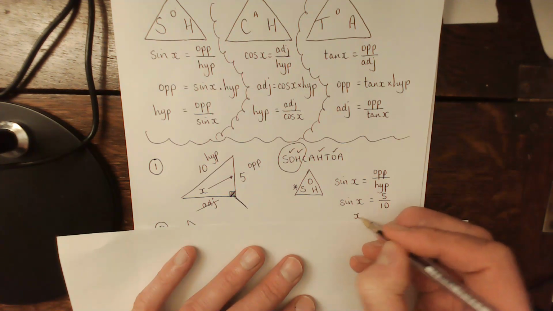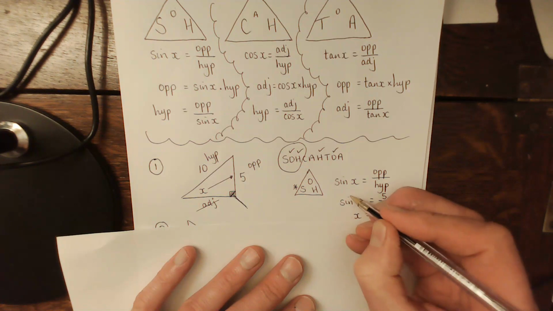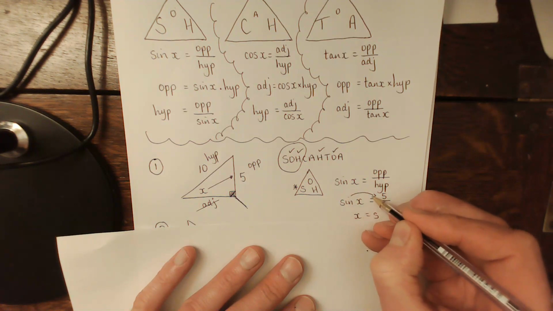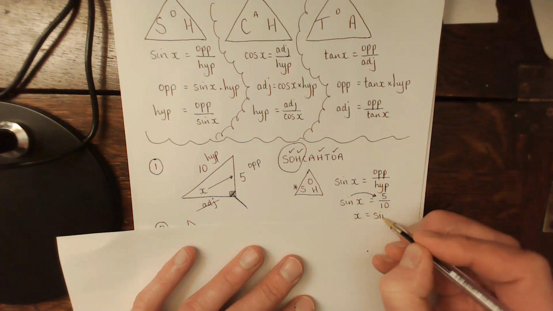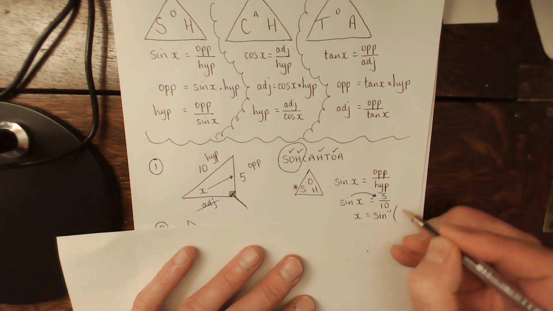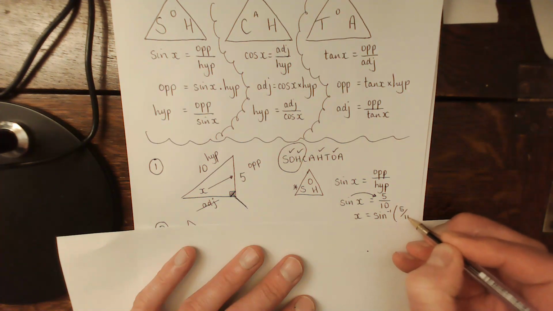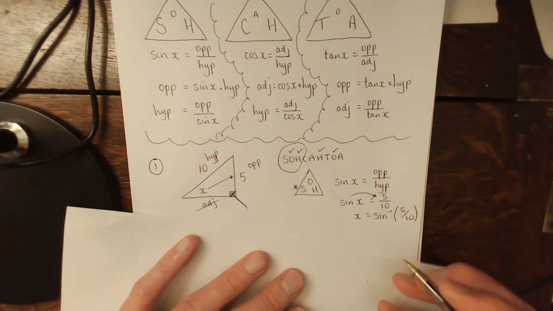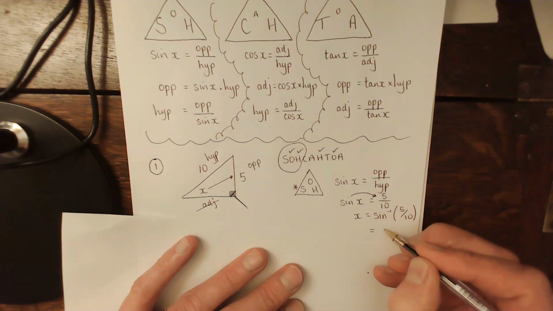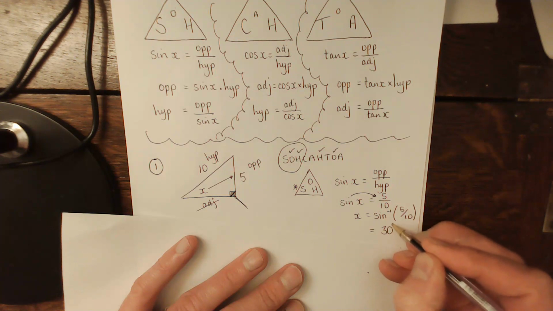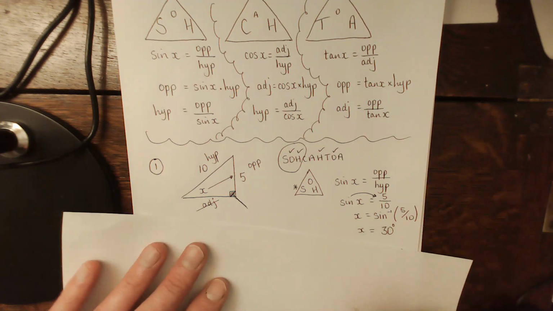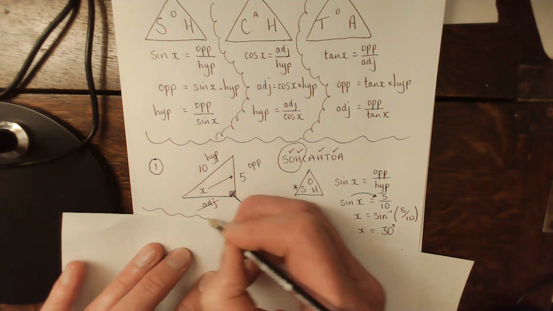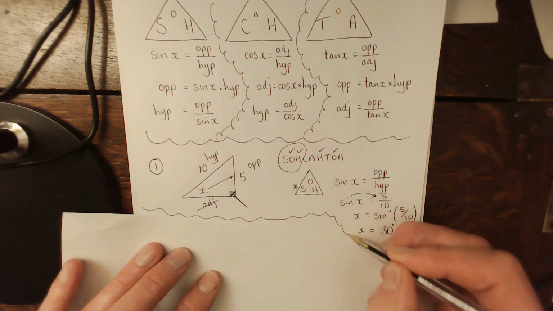And to get x on its own, I need to move the sin to the other side. And to do that, I need to use the sin -1 button on my calculator. And I know that that gives me an angle of 30 degrees for my angle in question 1. I'm going to bubble that.